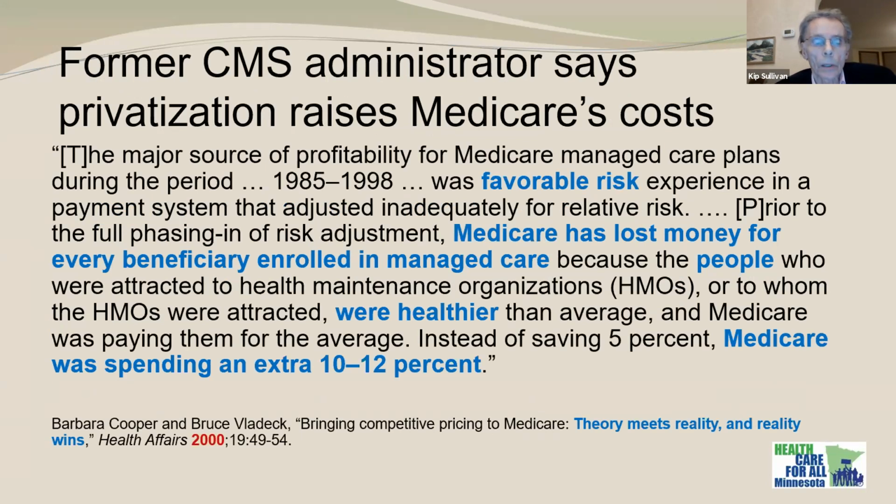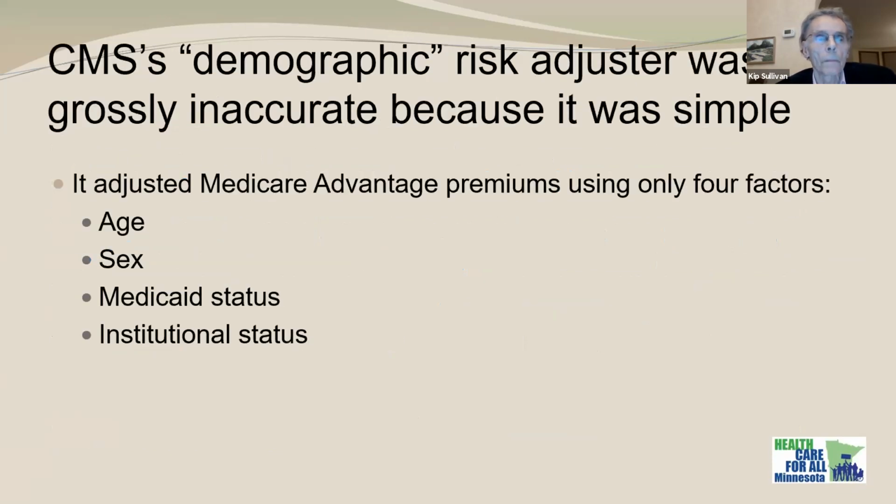Here again is our friend Bruce Vladeck, the administrator under the Clinton administration, and Barbara Cooper, stating that favorable risk was always the way HMOs made money. Medicare has lost money for every beneficiary enrolled in managed care because they were healthier. And he was saying he thinks the overpayment is on the order of 10 to 12%. I think that's just a little low.